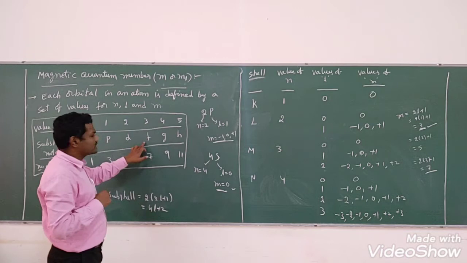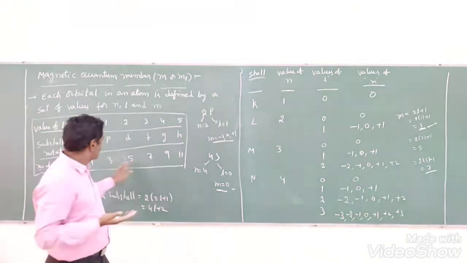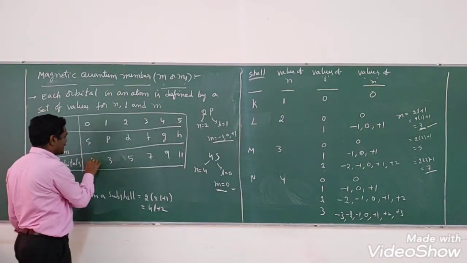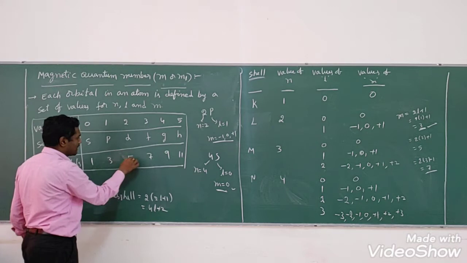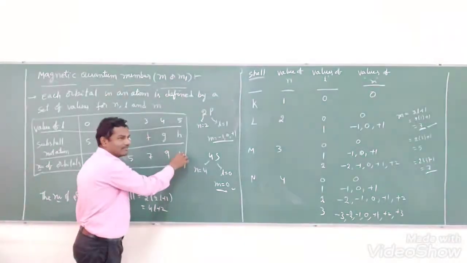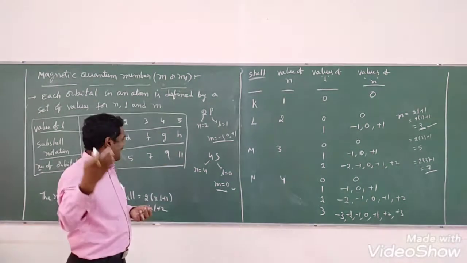L equals 3 means what subshell? F subshell. Total number of orbitals is 7. So these values are odd numbers. You see that, students: for S subshell 1, P subshell 3, D subshell 5, F subshell 7, G subshell 9. Next, H subshell 11. Orbitals like that you will get, students: 1, 3, 5, 7, 9, 11.